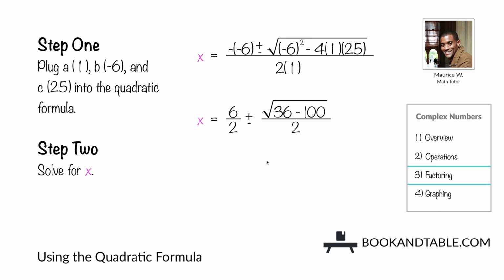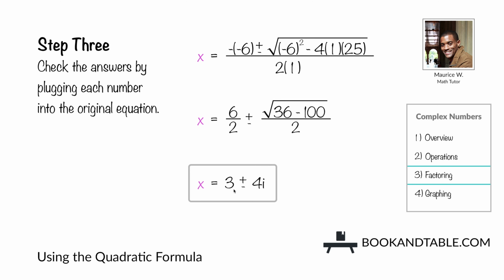And now we can simplify this further. 6 divided by 2 is equal to 3, plus or minus the square root of 36 minus 100, which would be negative 64, over 2. The square root of negative 64 is equal to the square root of 64 times the square root of negative 1. So now we can simplify this to 8i. 8 divided by 2 is equal to 4. So we get x is equal to 3 plus or minus 4i. So we have two possible values that may work.